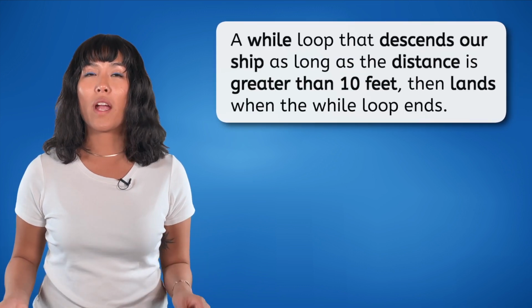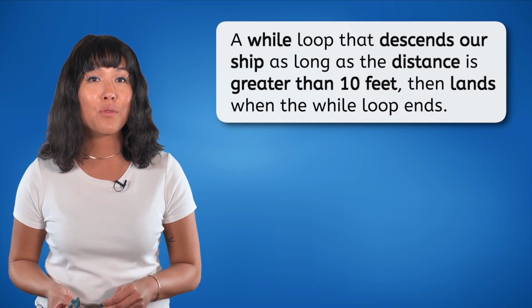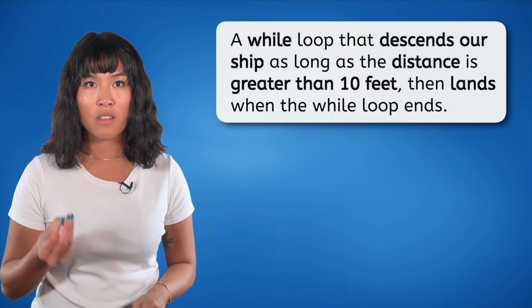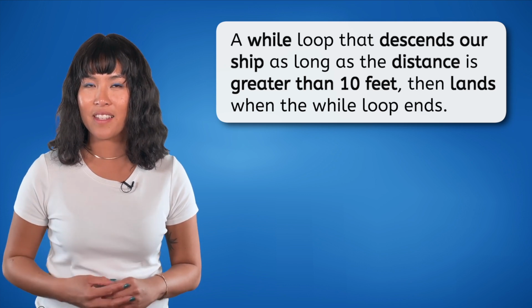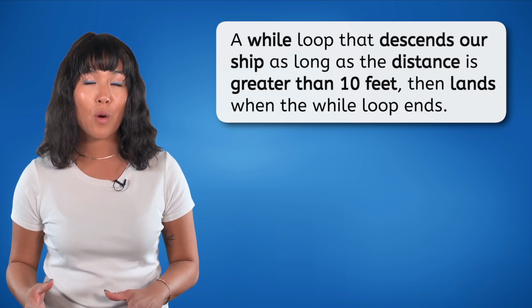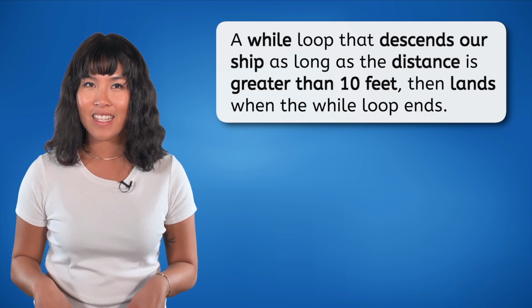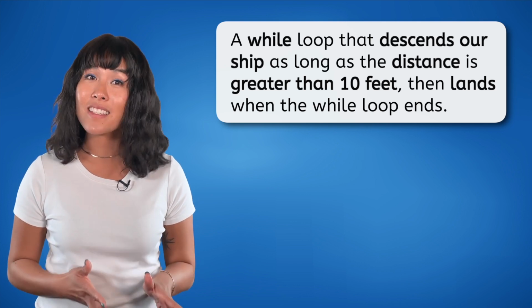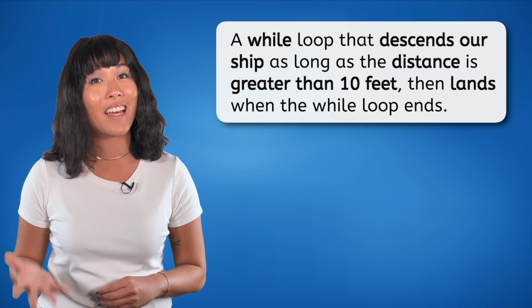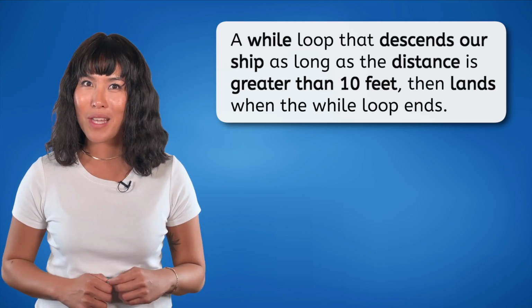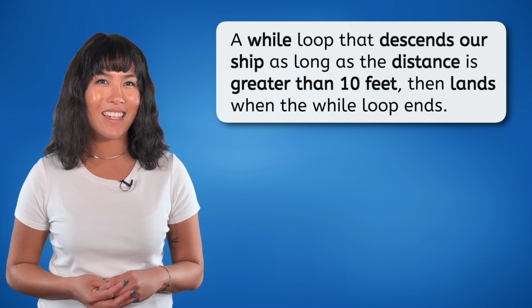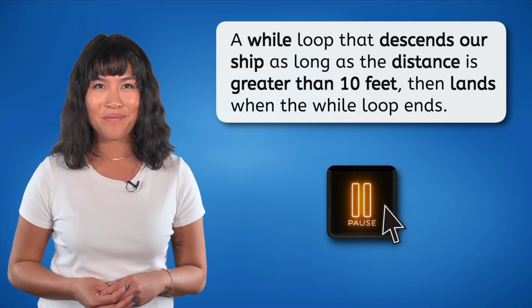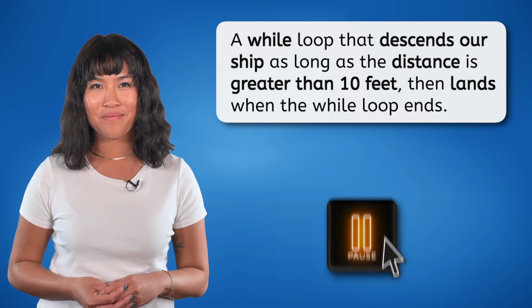We will want to write a while loop that continues to bring our ship closer to the surface as long as the distance is more than 10 feet. Once we are close enough, we will extend the landing gear. You can use descend and distance functions as well as a land function to execute those actions. Pause the video here and give that a try in your guided notes.